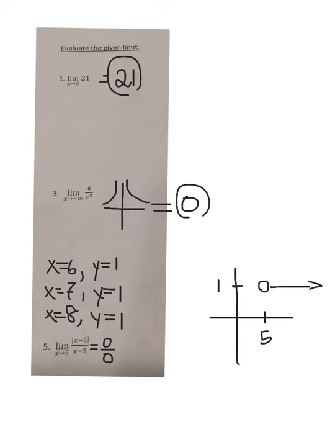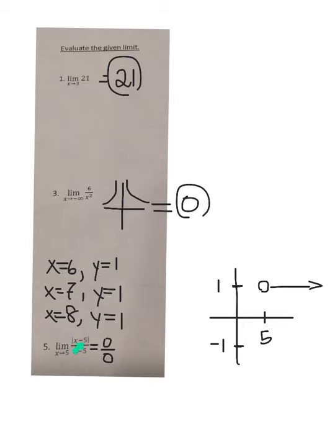Now I want to see what happens to the left of 5, so we can do this mentally. If I put a 4 here, I get negative 1, but in absolute value that becomes a positive 1. And over here, if I plug in a 4, I get negative 1. So I have 1 over negative 1, which is negative 1. Okay, so over here, my guess, and I'm just guessing right now, is that I may have a horizontal line going to the left.